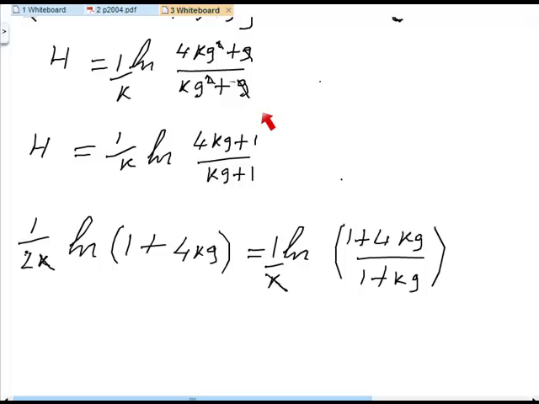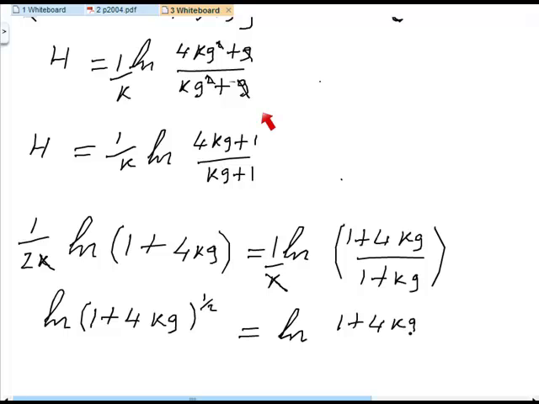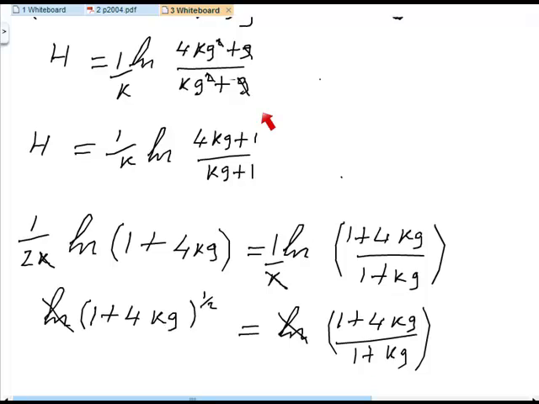And we can put the half in the power, because again, rules of logs, the number in front can go up in the power, and it becomes 1 plus 4kg to the power of a half. And that's equal to the ln 1 plus 4kg over 1 plus kg. And finally the logs can cancel, leaving both sides now.